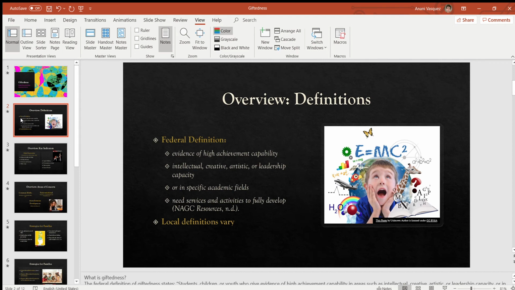The second slide is the beginning of the overview section. On this slide, I give the federal definition for giftedness. I chose this definition because definitions, services, and funding vary by state and school district. The federal definition was the most comprehensive available.